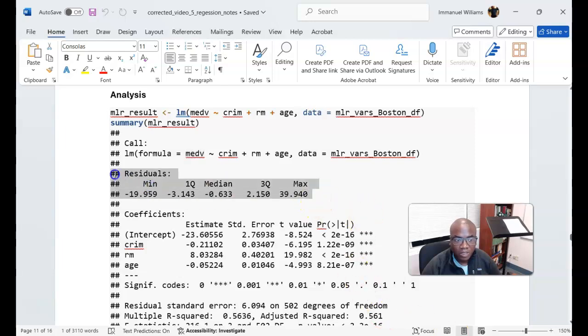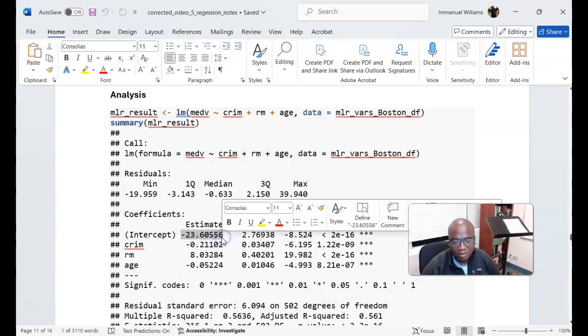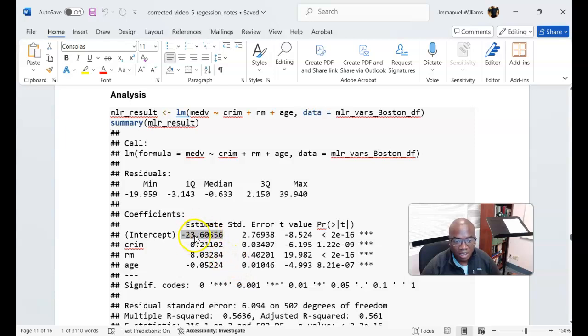Again, we're going to ignore the residuals and the five-number summary. And then I'm going to highlight these values. This negative 23.60 is going to be my y-intercept. This is my regression coefficient. It's no longer a slope.